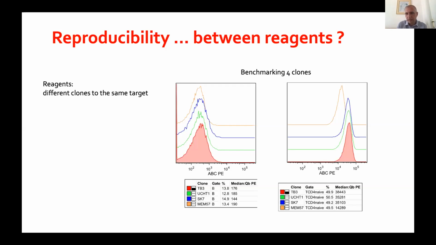And in the ideal situation where the conjugation that is performed is 1-to-1, for instance, this is true for phycoerythrin, not for some other small molecular dyes, you should at the end receive the same pattern if you have similar performing clones against the same targets.